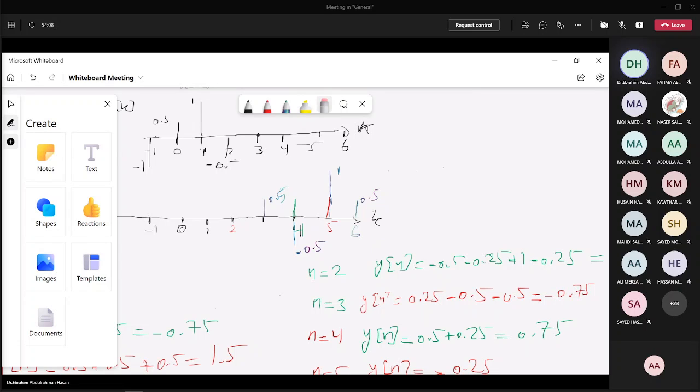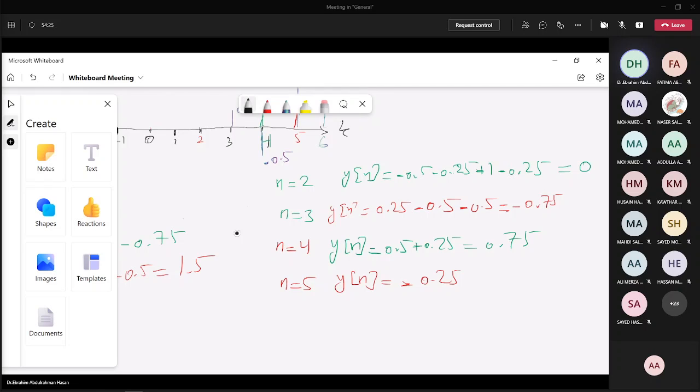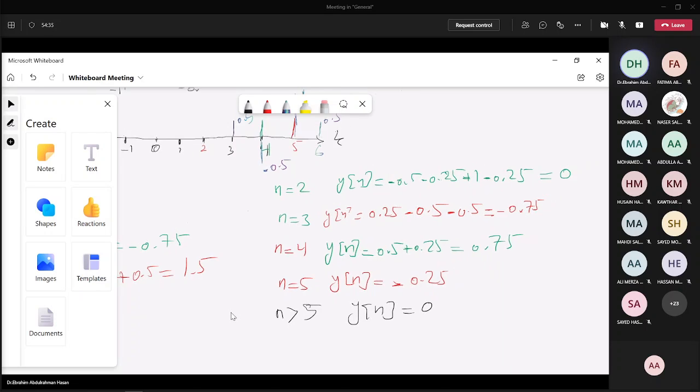Okay, so then this is at n equal to 3. So 0.5 multiplied by 0, this is 0, this is 0, this is 0, so then it will be equal to 0. So then if n is greater than 5, so it is 6, 7, so always y of n is equal to 0. So then this is my output.